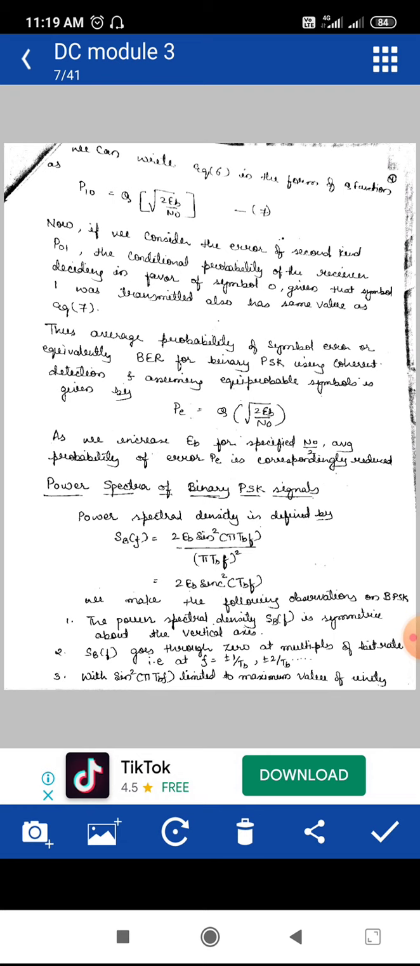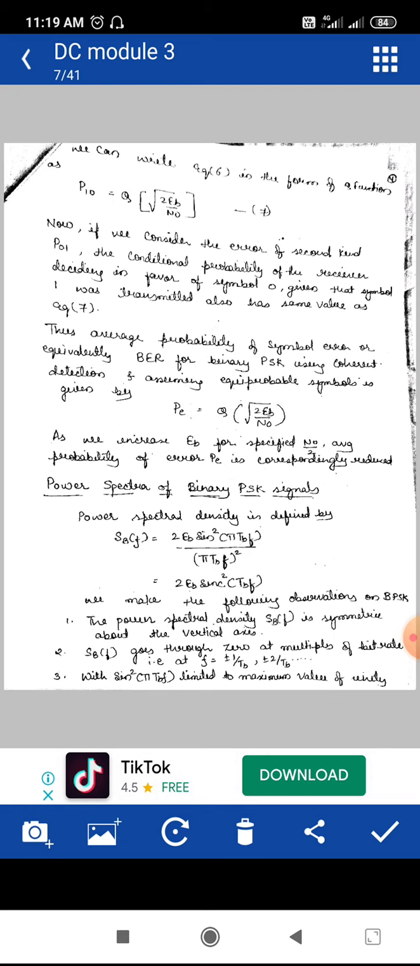Similarly, we can calculate the error of the second kind, that is, if the transmitted signal is 1 and the decision is taken in favor of 0. As we are assuming that both symbols, 0 and 1, are equiprobable, that is, they are sent with equal probability, the probability of error for p01 remains the same. On average, we have the probability of error as Q of root of 2 EB by N0 for both types of error. So this is what the probability of error gives.